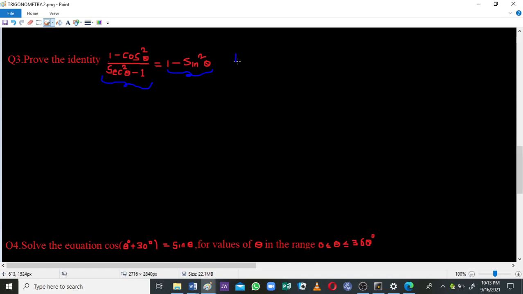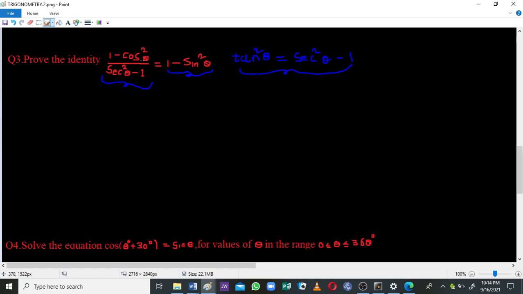You need to remember that tan theta is equal to sec squared. In fact, it should be tan squared theta is equal to sec squared theta minus 1. So you need to remember this identity. You can watch how we derived this identity. So that's what we are going to use here.